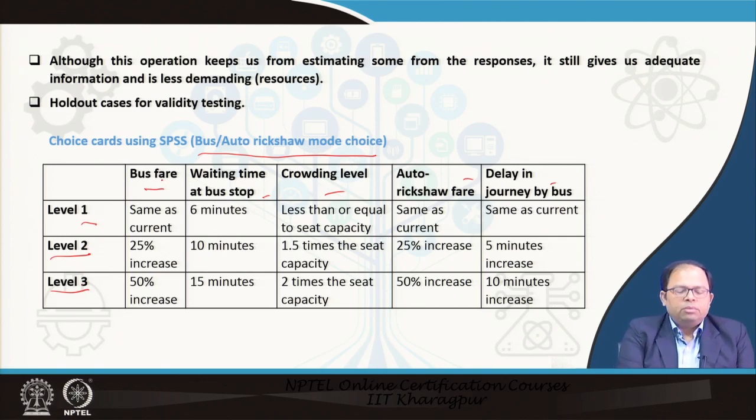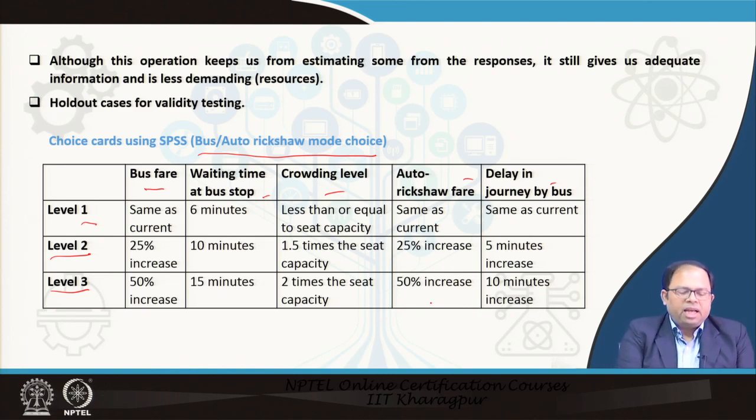Attribute 1, like bus fare, is same as current, 25% increase and 50% increase. Waiting time at bus stop is 6 minutes, 10 minutes and 50 minutes, and so on. Similarly, auto rickshaw fare could be same as current, 25% increase and 50% increase. So we can have different combinations.